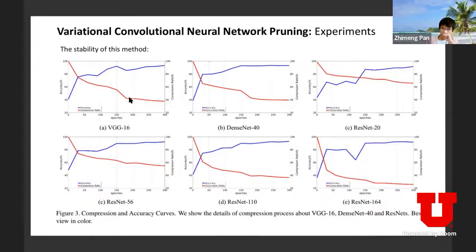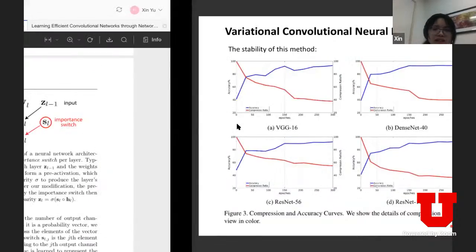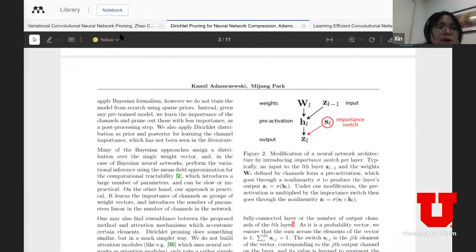No, the red line starts from 100. So we will keep 100% of the original parameters, and as the pruning process goes on, we need to figure out what's the definition of the compression ratio. I think the compression ratio is the remaining channels divided. Yeah, let's just check the paper.